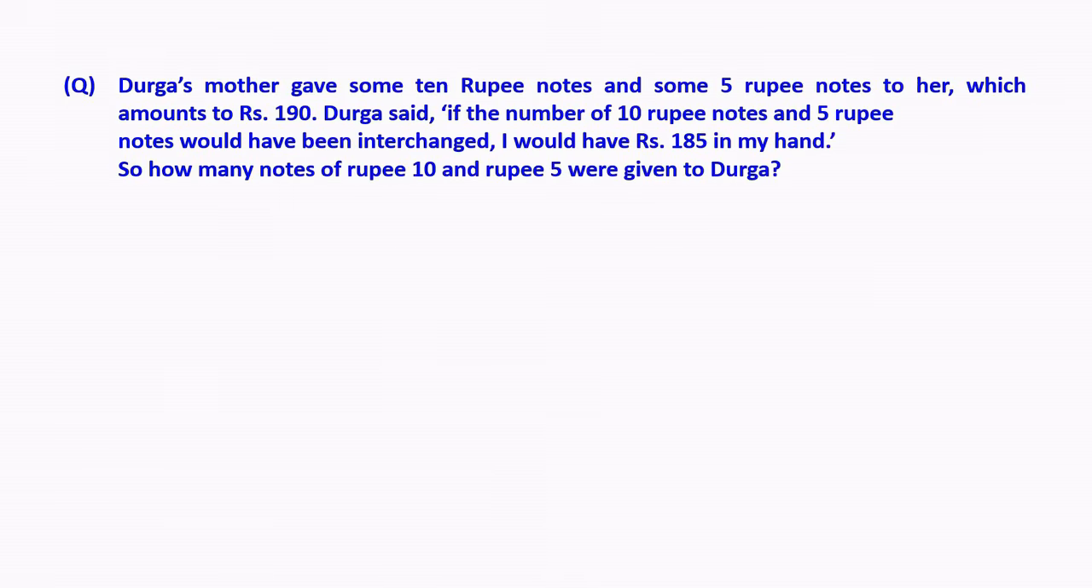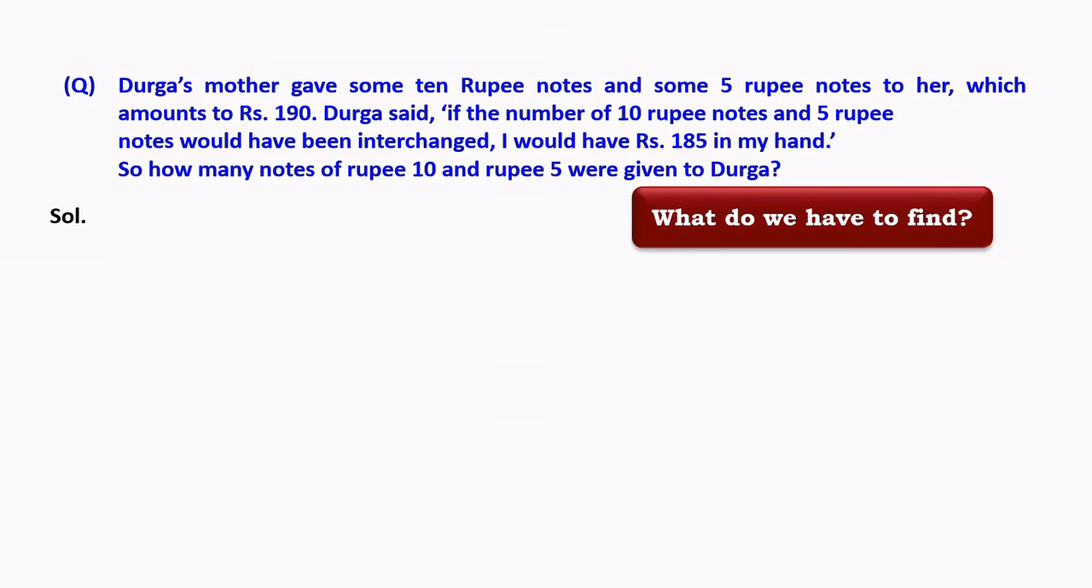Let us understand the question. Durga's mother gave some 10 rupee notes and some 5 rupee notes to her, which amounts to 190 rupees. Durga said, if the number of 10 rupee notes and 5 rupee notes would have been interchanged, I would have 185 rupees in my hand. So, how many notes of rupee 10 and rupee 5 were given to Durga?